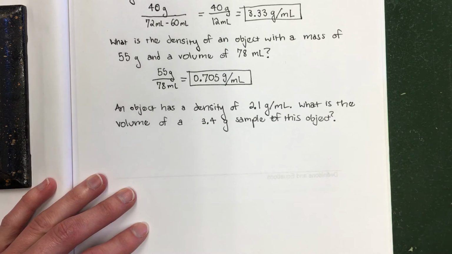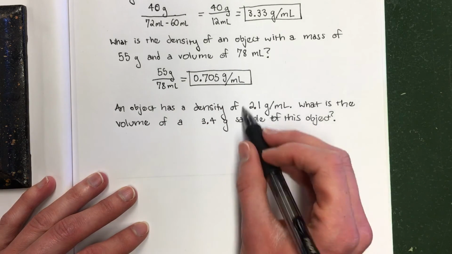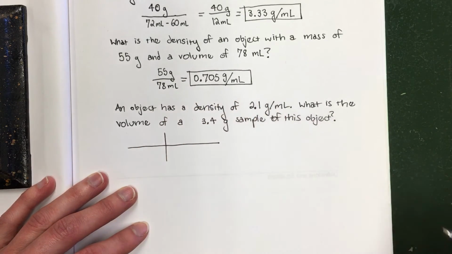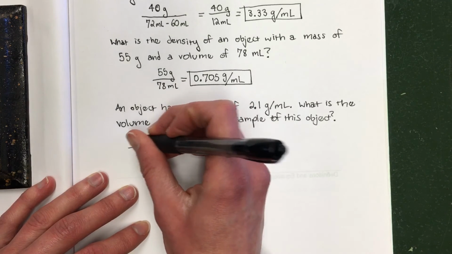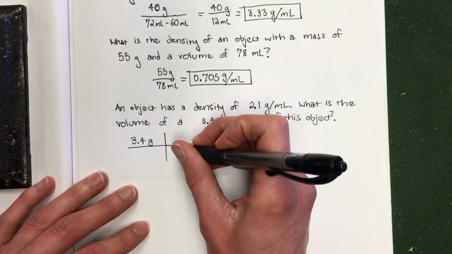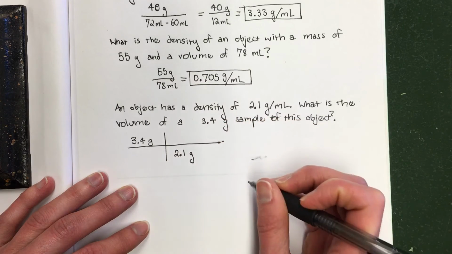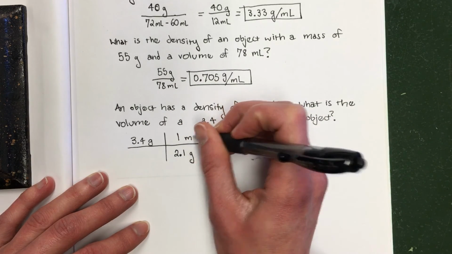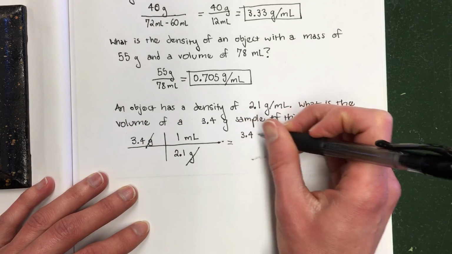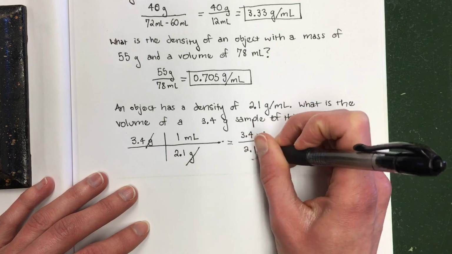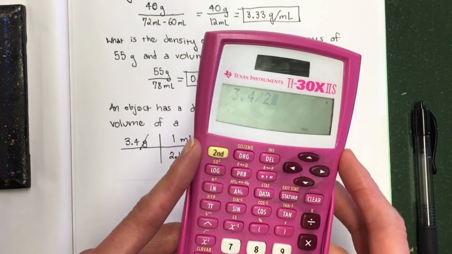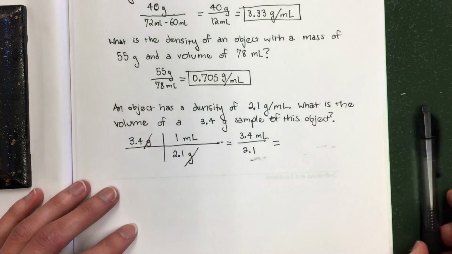So what we would need to do here is notice that density is going to be our conversion factor. So we're just going to take our 3.4 grams, and then to use density as a conversion factor, we're just going to put the 2.1 grams down here, and then 1 milliliter can go up here, and then I'll just end up with 3.4 milliliters over 2.1. Divide that, and I'll get 1.62 milliliters.